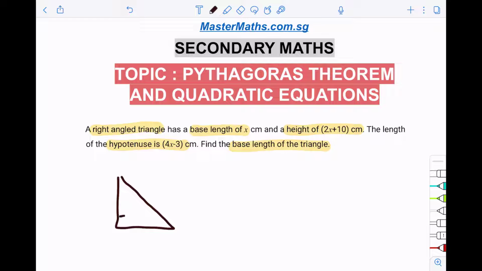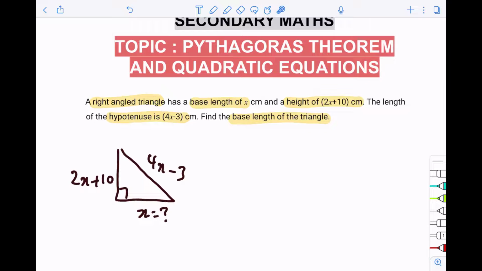So we have a triangle and we know the hypotenuse is across the right angle. The base length is x and the height is 2x plus 10. So to find the base length, which is x, this is a question mark. You need to find the value of x, and the way to do that is to link up these three lengths, and whenever you have a right angled triangle, you use the Pythagoras theorem.